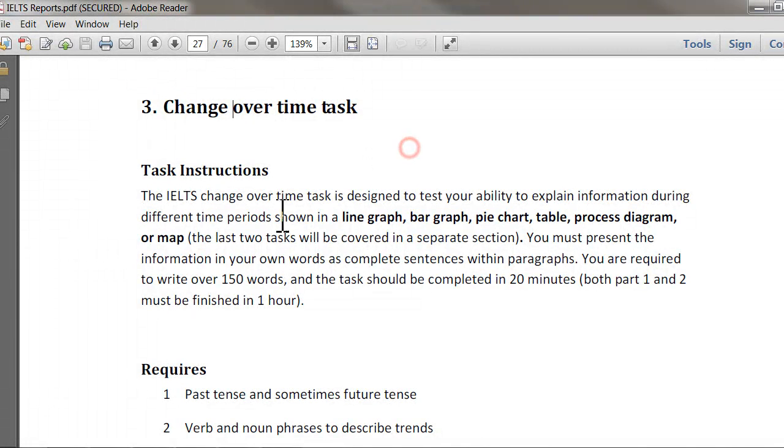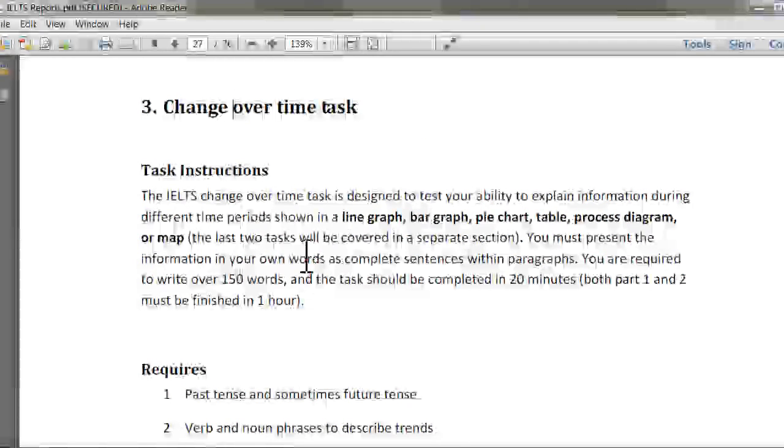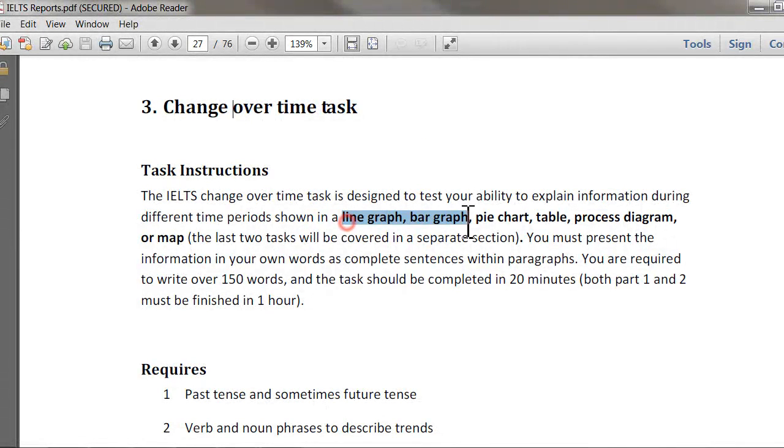Okay, so I outline the sort of instructions that you might get with this task and some of the tasks that do have change over time in them. Essentially for task 1s, it's always a 150 word minimum, or you get a deduction from your score for task achievement. And it's not exactly 20 minutes because you have 1 hour to do parts 1 and 2, but task 1 is worth a third of the score, so you do want to spend about a third of the time.